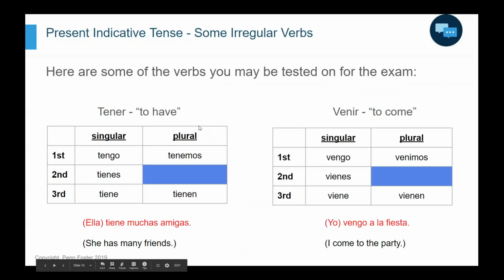A little bit of a review on present indicative up next. So we wanted to show you some of the verbs you may be tested on for this lesson. And our first is tener. This is one of the verbs that means to have. So we show you the full conjugation here. Tengo, tienes, tiene, tenemos, and tienen. Example sentence, ella tiene muchas amigas. She has many friends.